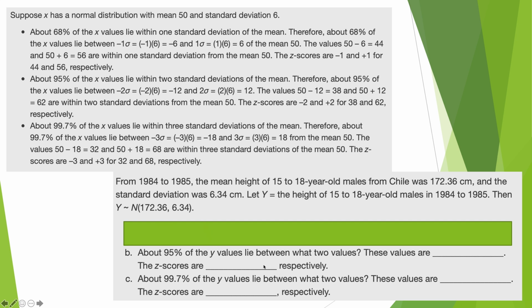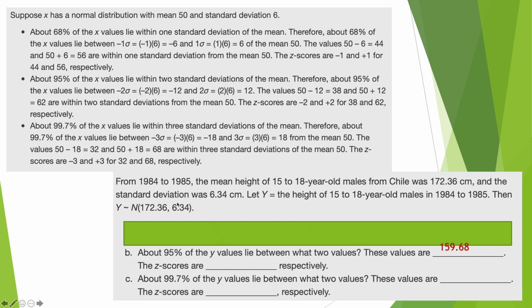About 95% of Y values lie between what two values? Now, the part you have to remember is the 95% is between two standard deviations below the mean and two standard deviations above the mean. So we start with 172.36, and then I do 2 times 6.34 and subtract it from 172.36, and then I add it to 172.36. And that tells me what the scores are between.